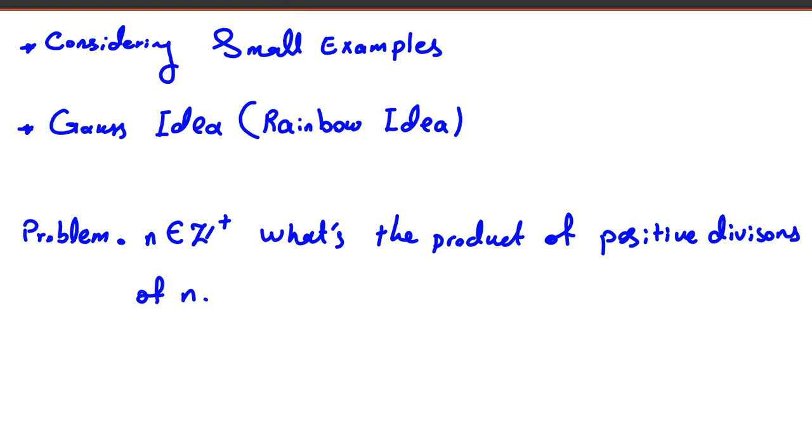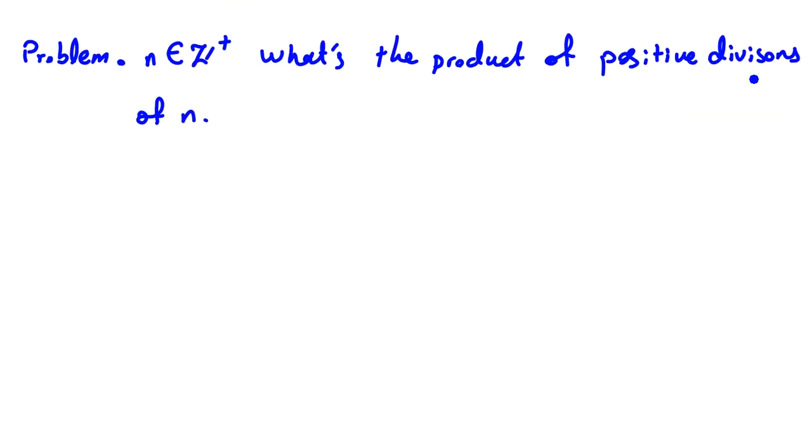Considering a small example means considering, for example, n = 1, n = 2. It's not hard, it's a good idea. Let me explain this for you with one problem. The problem says n is a positive integer. What's the product of the positive divisors of n?